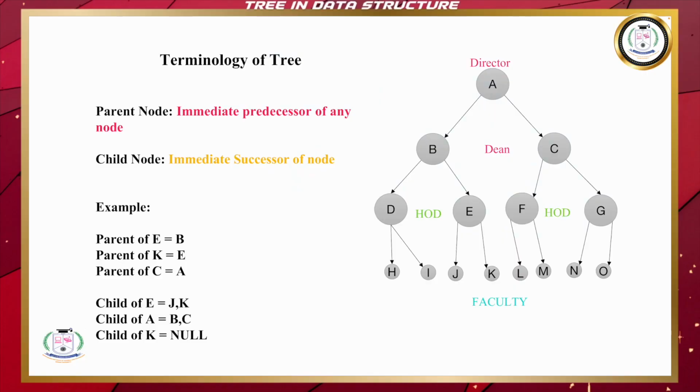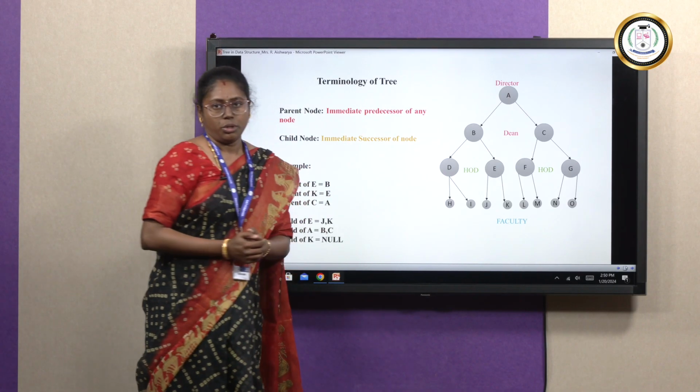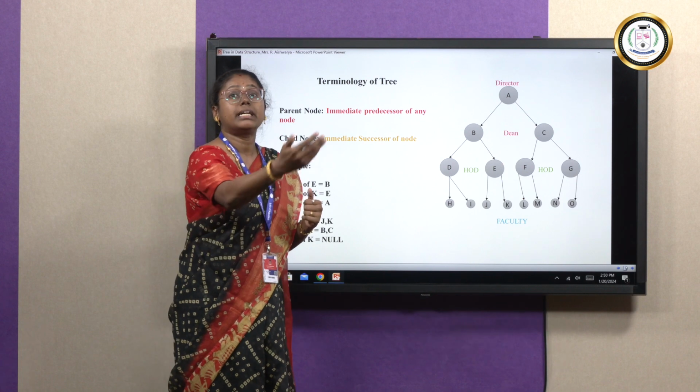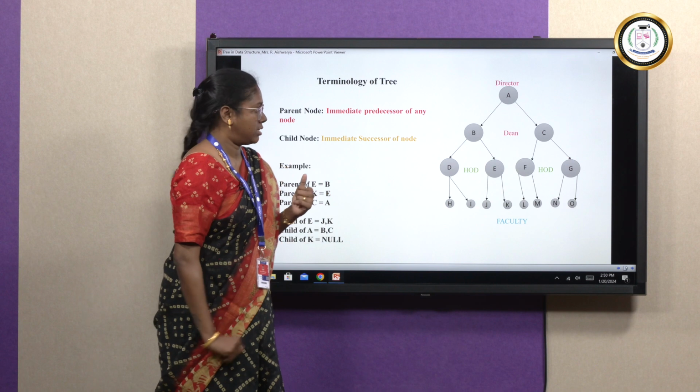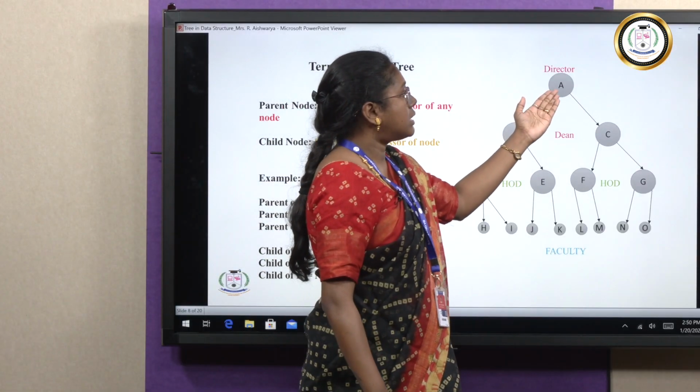Let's see the next terminology. Child node. Here, the immediate successor of a node. What do you mean by successor? An immediate next node. Your predecessor is the previous, and the successor is the next. Let's see the example. What is the child node of A?